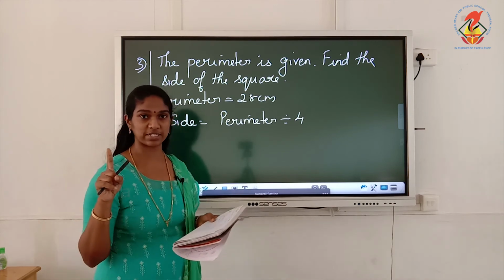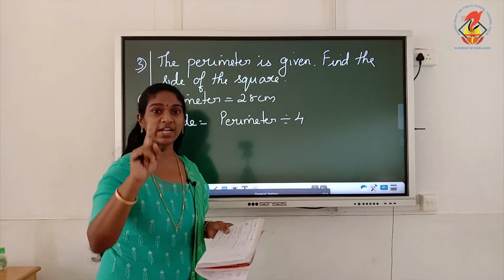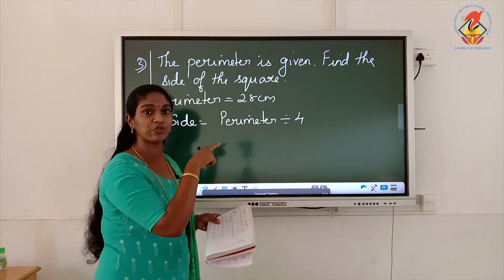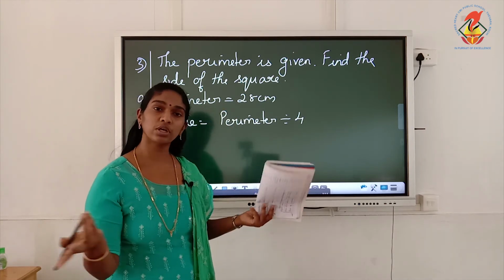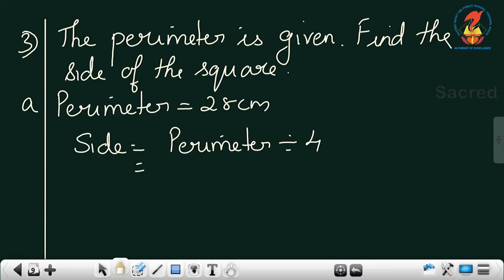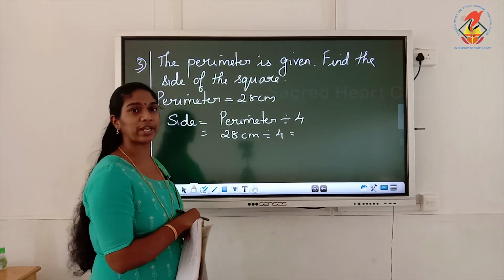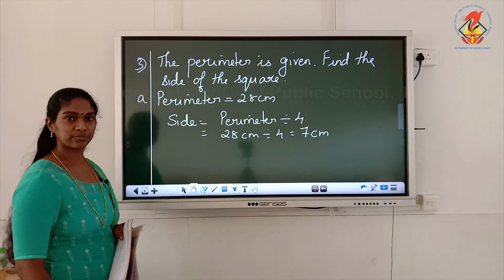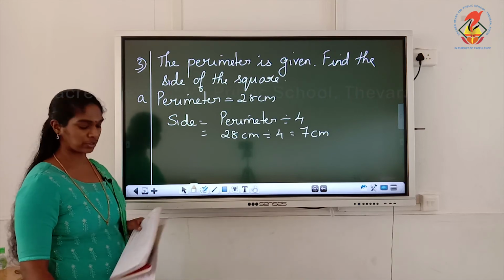Once again I am telling you children, when the side was given to you and you were asked to find perimeter, what did you do? You multiplied by 4. Here perimeter is given to you and they are asking you to find the side. What should you do? Divide by 4. So how much is the perimeter? 28 centimeter divided by 4. 4's table, where you get 28 children? 7 4s are 28. So the answer is 7 centimeter. Okay, this is how you have to do.